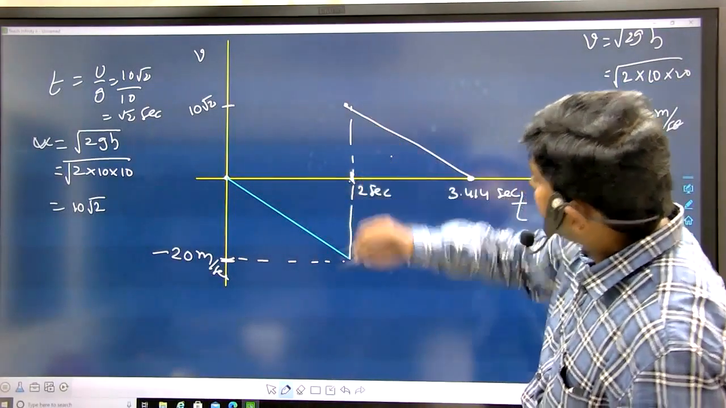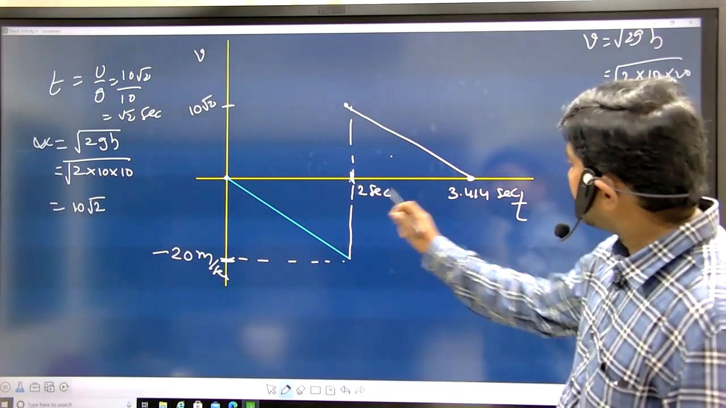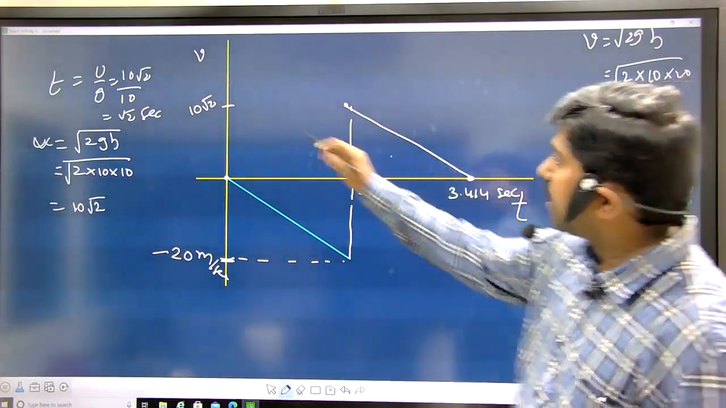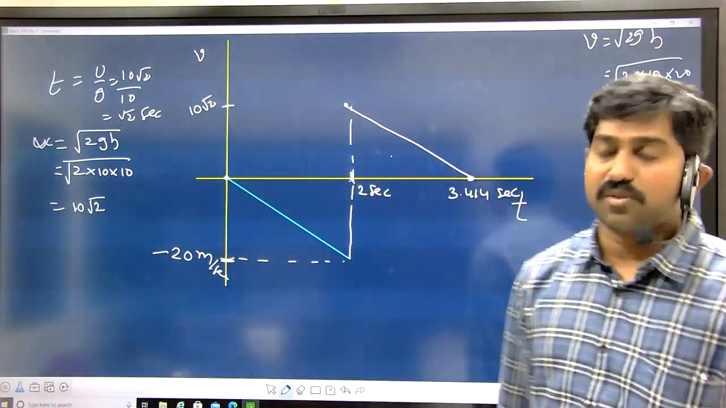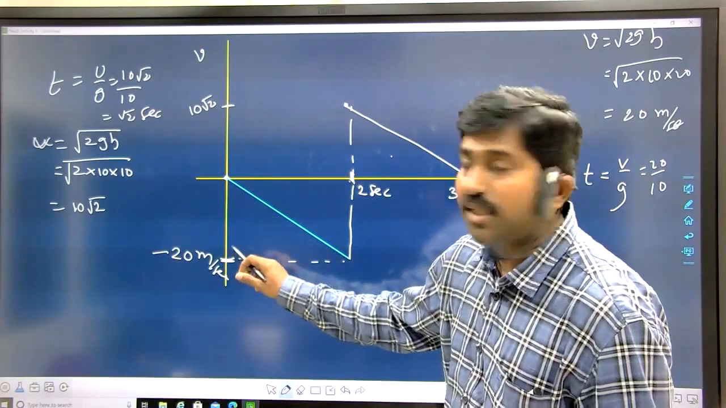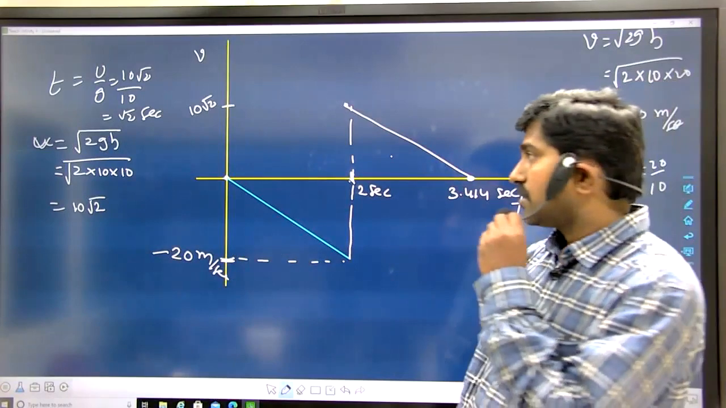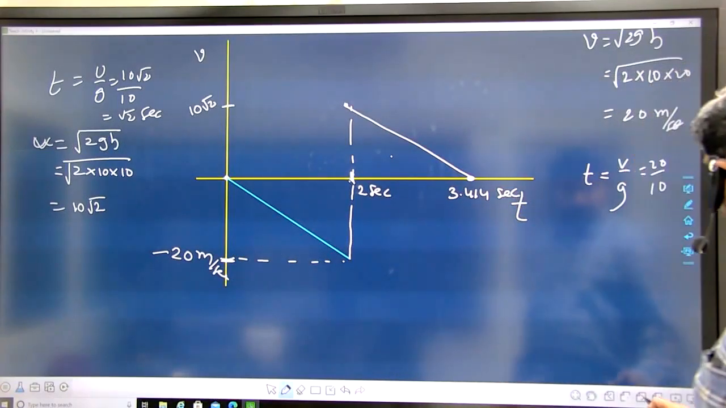In such a way, you can draw the graph here. And of course, here the direction changes. Everywhere you have to represent the time values in both the cases, and also the velocity values in both the cases. With what velocity it reaches the ground, and with what velocity it bounces back, both can be represented here. Okay.